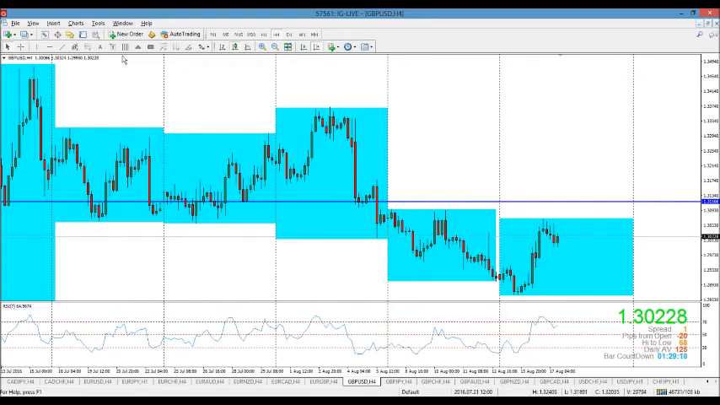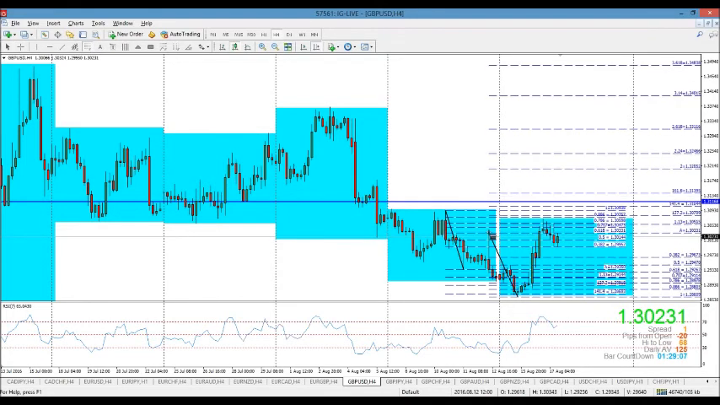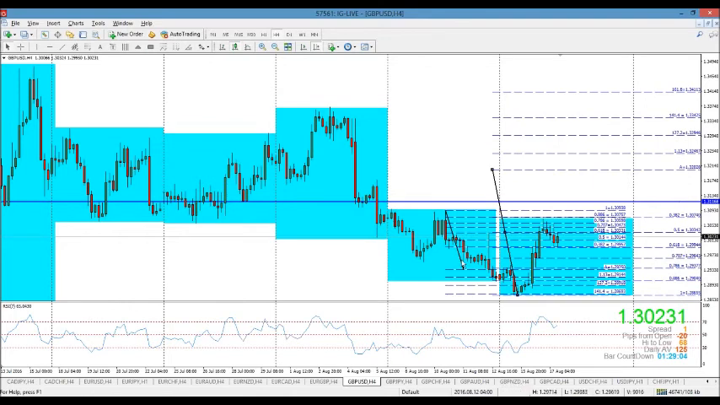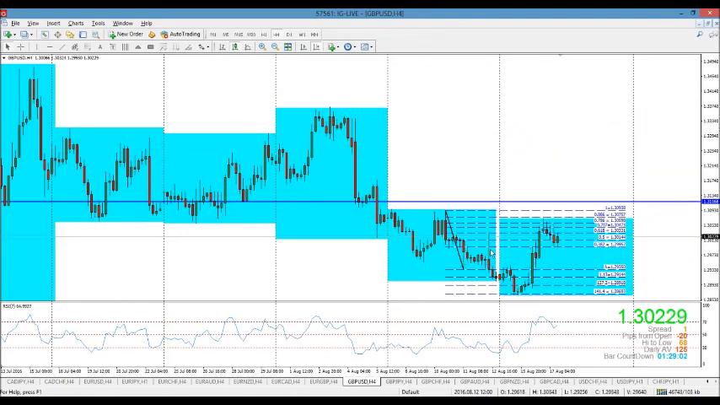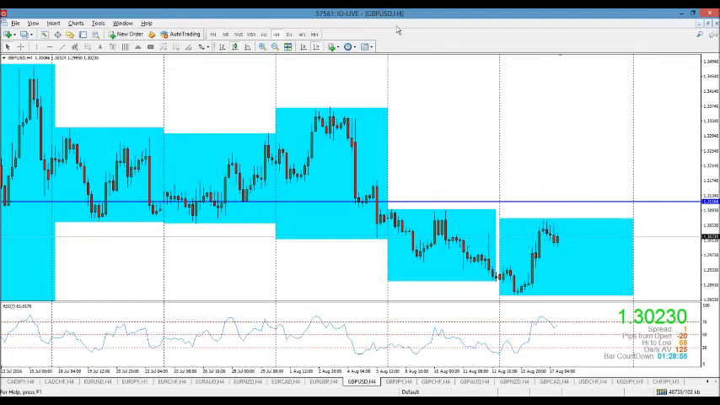I'm just trying to see if there's a shark pattern here, but no, I don't think this ratio lines up. Nope, so this is not good. So unfortunately, pound dollar, no opinion at this point of time until next week.